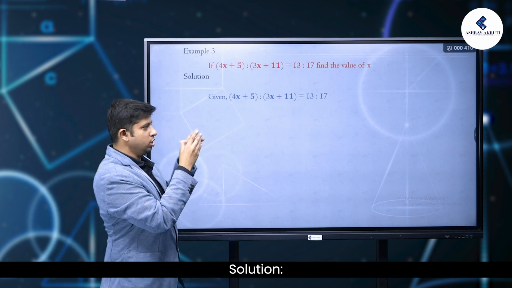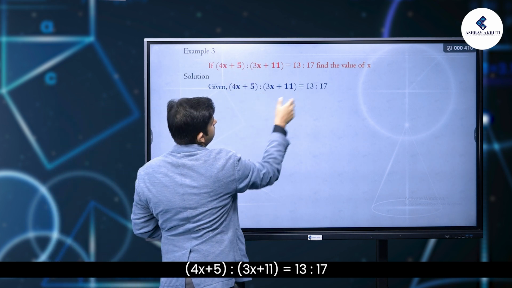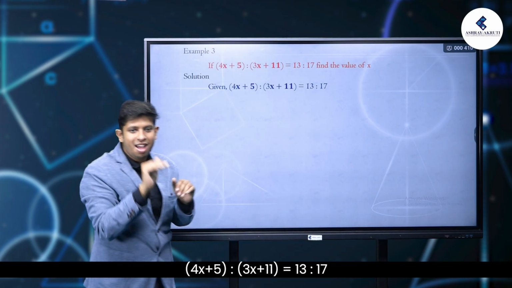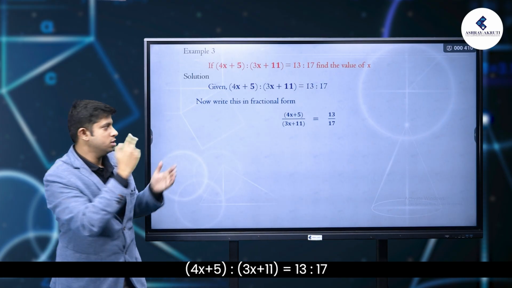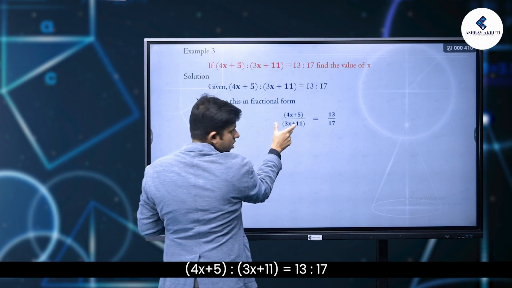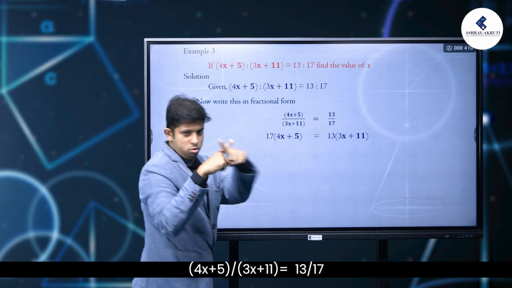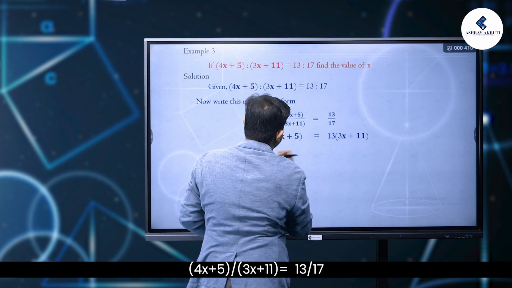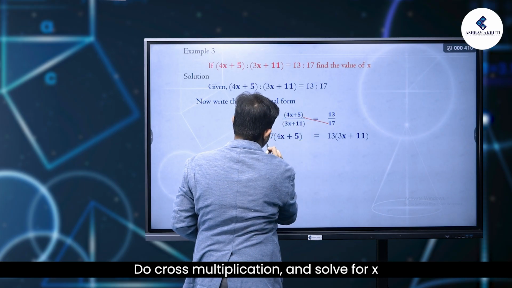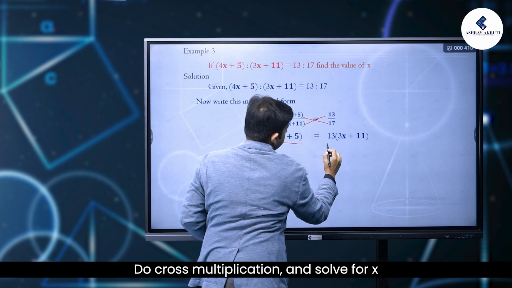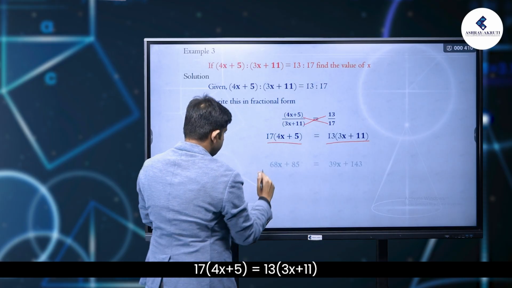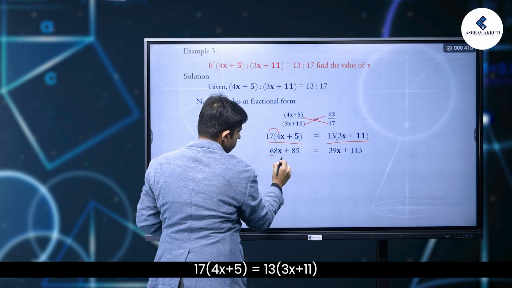Solution. Given 4x + 5 is to 3x + 11 equals 13 is to 17. Now write this in fractional form: (4x + 5)/(3x + 11) = 13/17. Do cross multiplication and solve for x: 17(4x + 5) = 13(3x + 11).